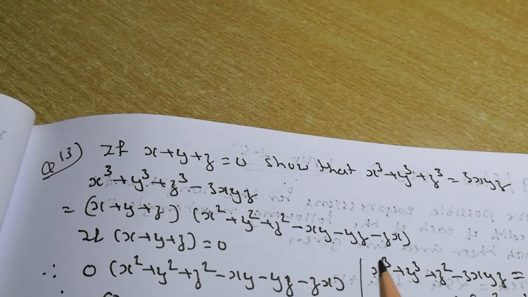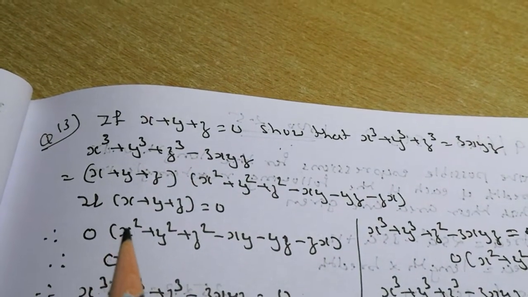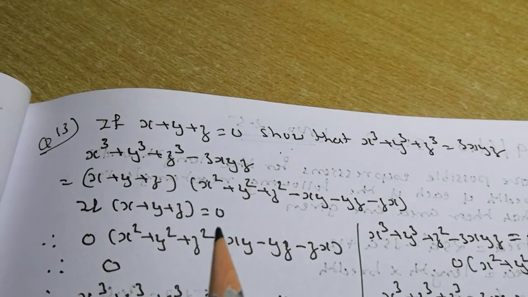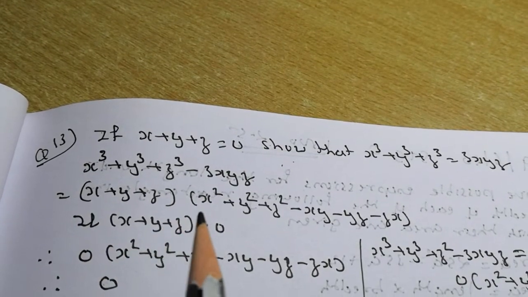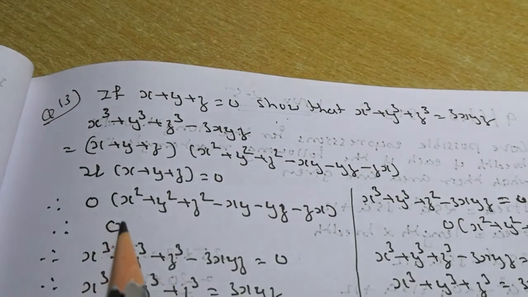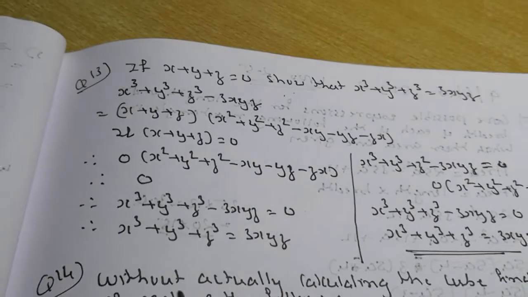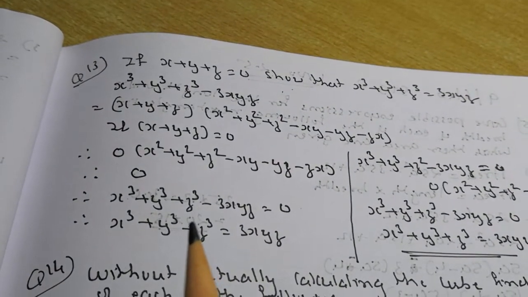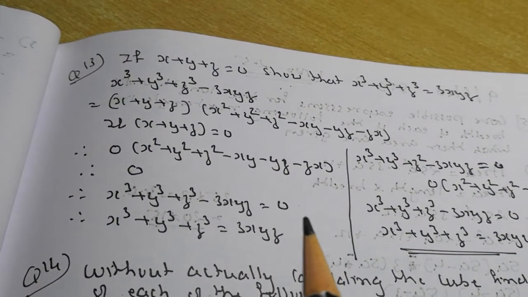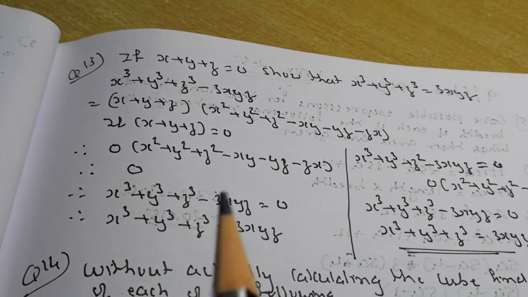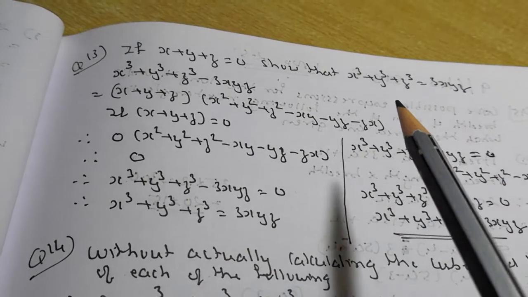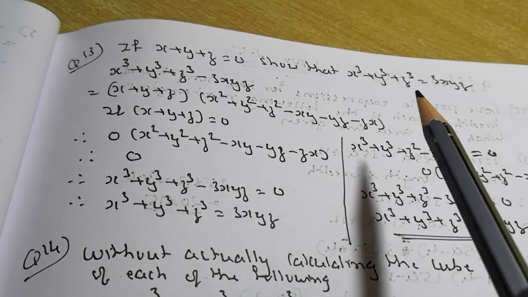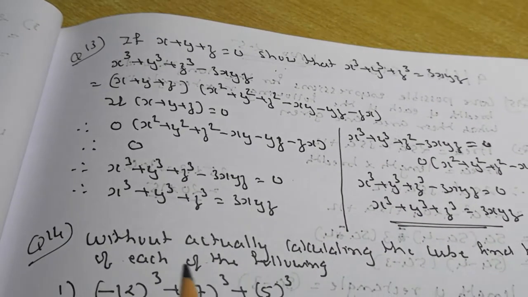So if x plus y plus z is equal to 0, then 0 multiplied by this number is 0. So x cube plus y cube plus z cube minus 3xyz is equal to 0. Shifting this minus to the right hand side, I am getting what I have to prove: x cube plus y cube plus z cube is equal to 3xyz.